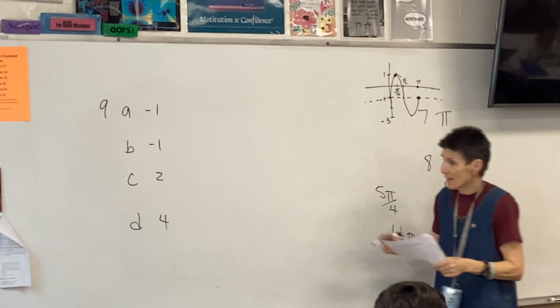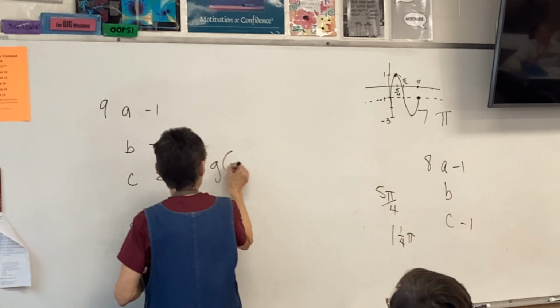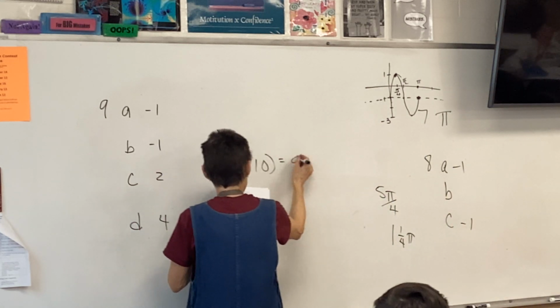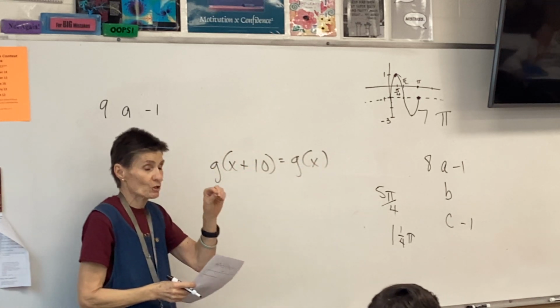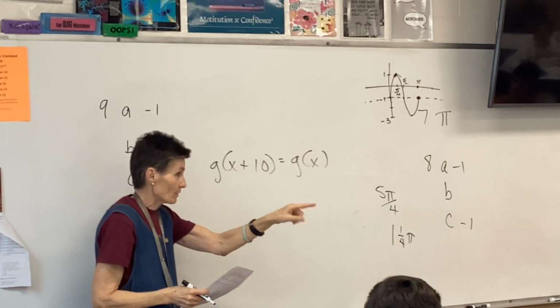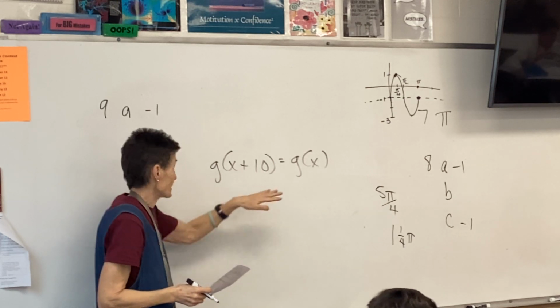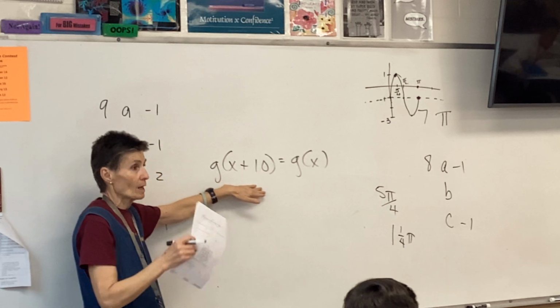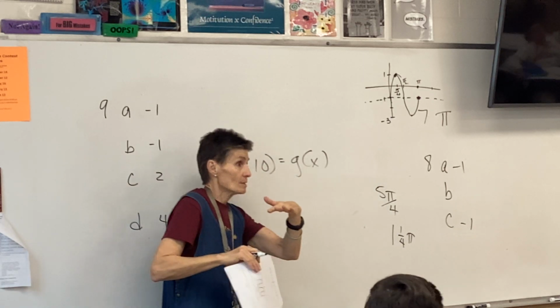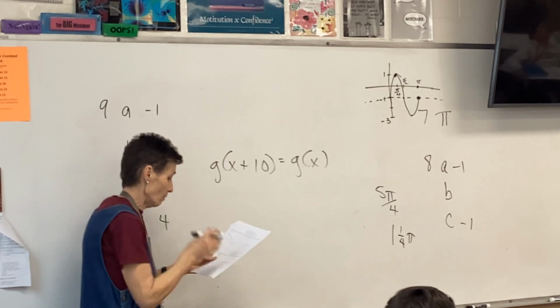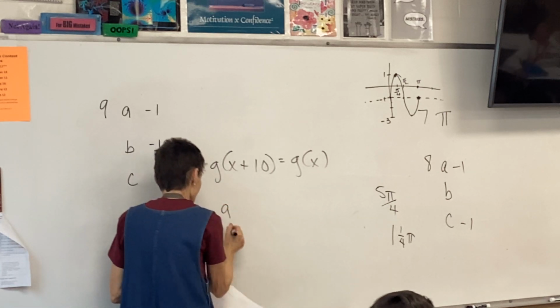When they say that g of x plus 10 is g of x, what is that telling you? What piece of information does that give you? Period is 10, right? So this is just another way of expressing that we repeat every 10. So the period is 10. Good, let's see if we can get these up here.